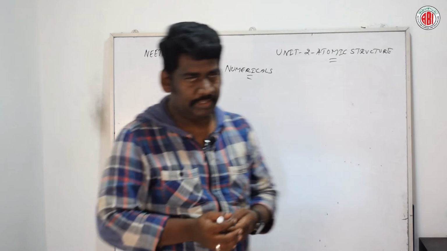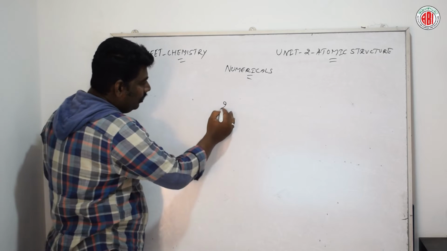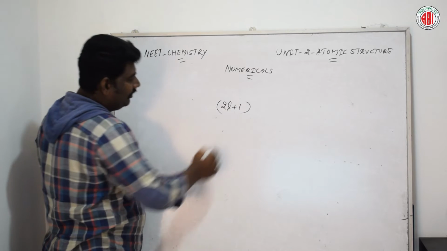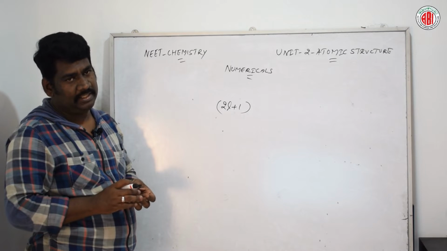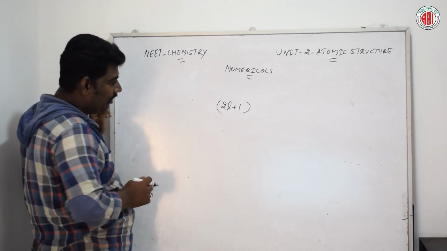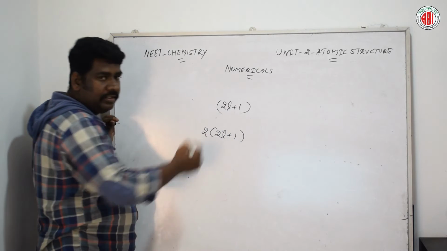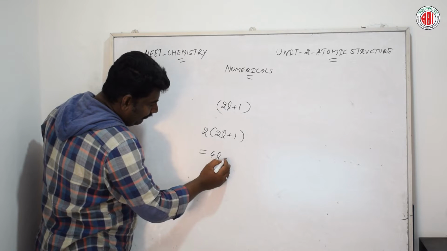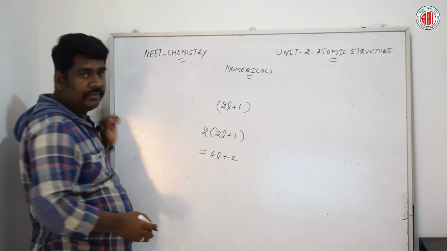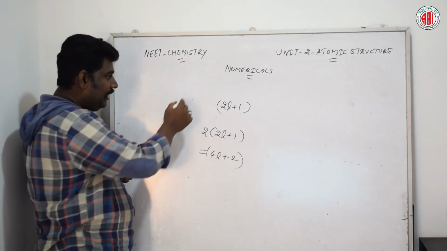So according to this question, you see the number of orbitals in a subshell is 2l plus 1. The maximum number of electrons present in the subshell, we are going to use the formula 2 into (2l plus 1), that is nothing but 4l plus 2. So according to this particular question, option D is the right answer.